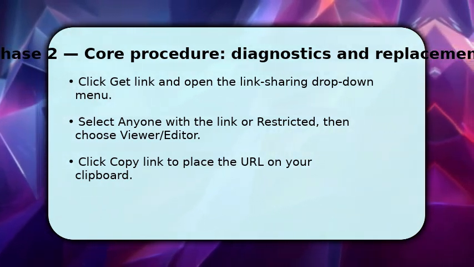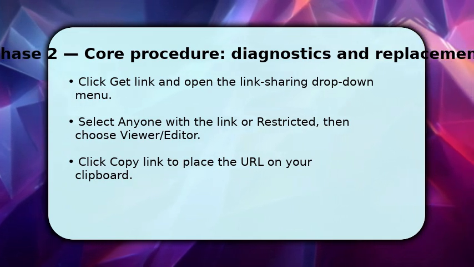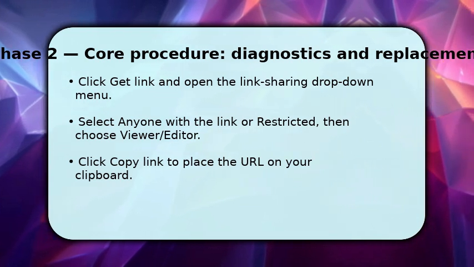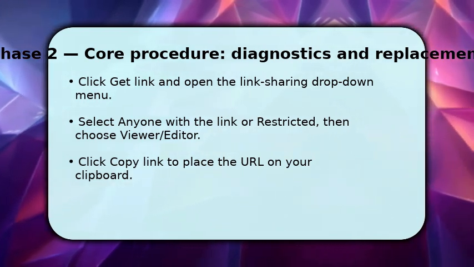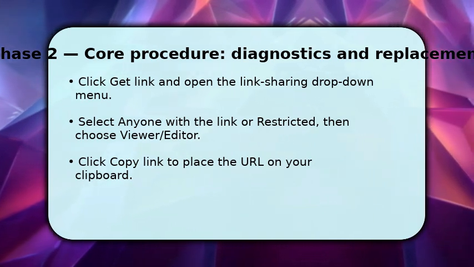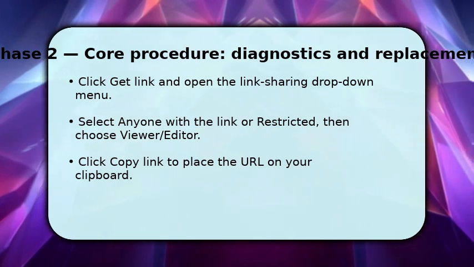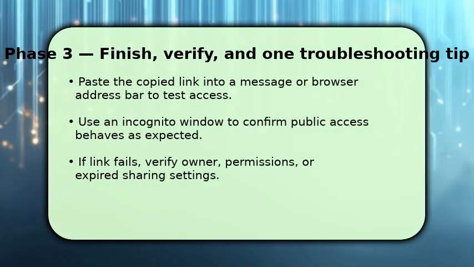Choose Anyone with the Link, then Viewer for safe public sharing, or pick Editor if collaborators must change the photo. Make sure to check the expiration or prevent download options if needed. After selecting the right access level, click Copy Link so you can paste the link into email, chat, or a web page. Now paste the link where you need it and test it.